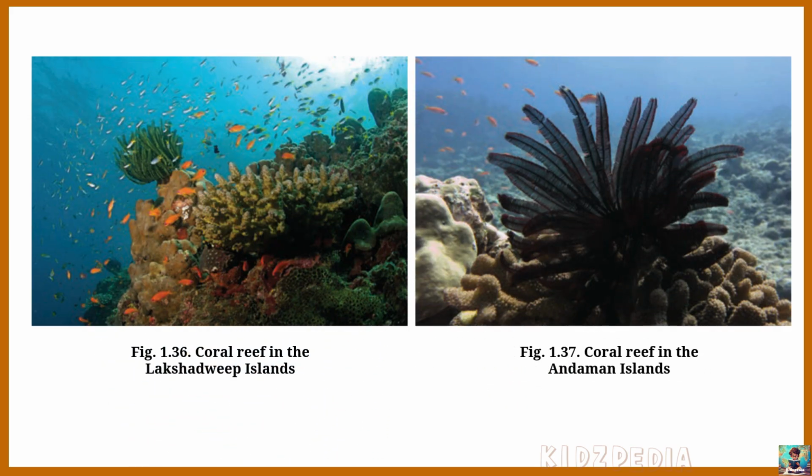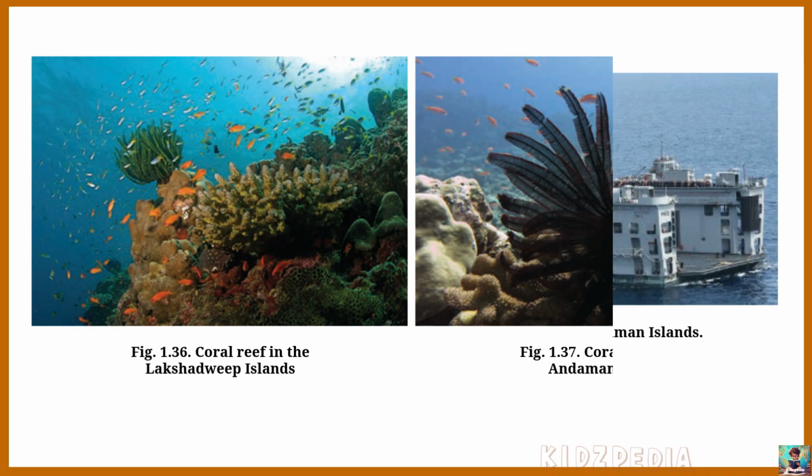Figure 1.36, Coral Reef in the Lakshadweep Islands. The Lakshadweep Islands are made mostly of coral, which is why the water around them is clear and rich in marine life like fish and other sea creatures. Just like Lakshadweep, the coral reefs in the Andaman Islands are also rich in biodiversity, meaning they are home to many types of fish, plants and other sea animals. They also help protect the coastline by reducing the force of sea waves.